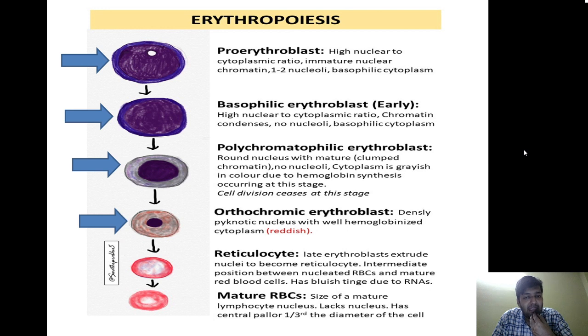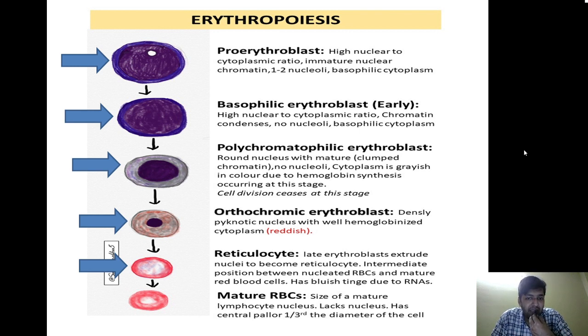After this, we have the late erythroblast, also called the orthochromic erythroblast. Here the characteristic thing is that the nucleus is becoming very pyknotic and dense, and the cytoplasm is classically reddish pink in color, that is, well hemoglobinized cytoplasm. After this, the nucleus is completely extruded, thrown out, and here we have what is called a reticulocyte. These late erythroblasts are excluding the nucleus to become the reticulocyte.